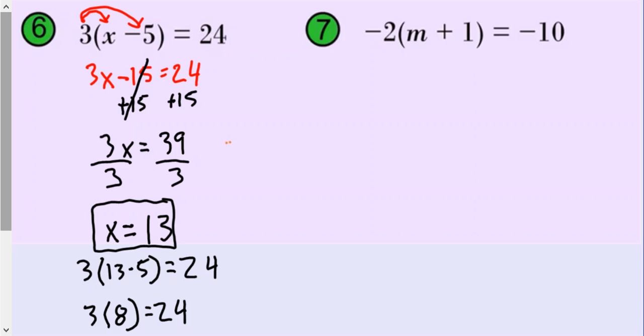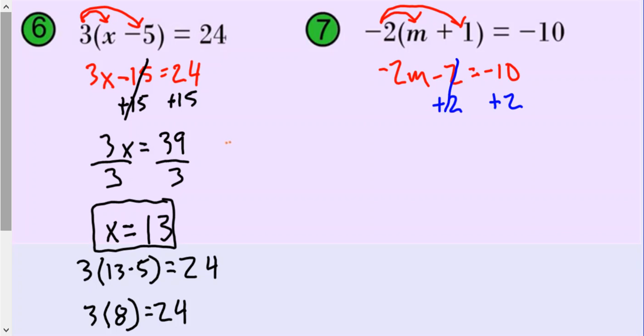Alright, second example over here, we have negative 2 times m plus 1 equals negative 10. So to start, we need to distribute this negative 2 to the m and to the 1, and we'll get negative 2m minus 2 equals negative 10. And now we are ready to start undoing the operations connected to the variable, and we'll start by adding 2 to both sides.